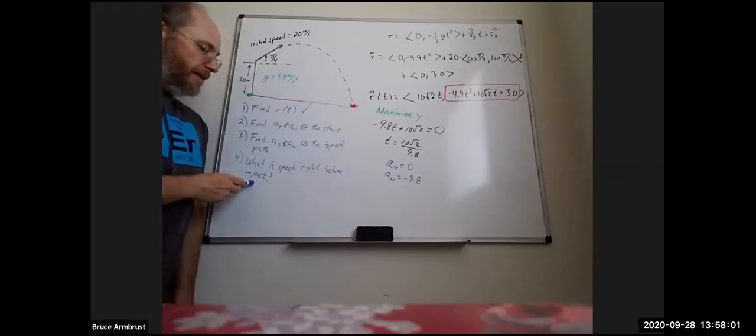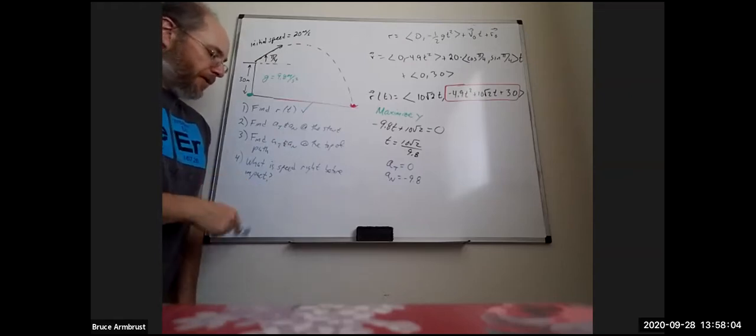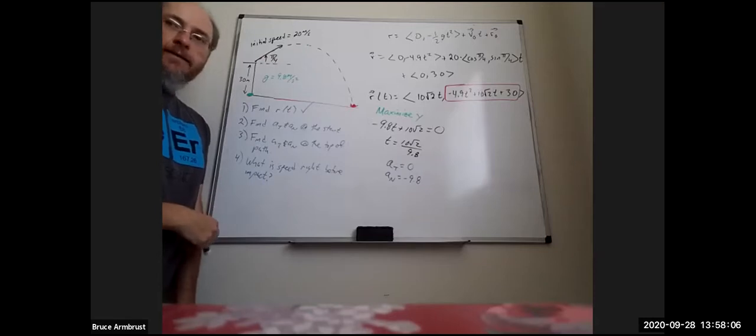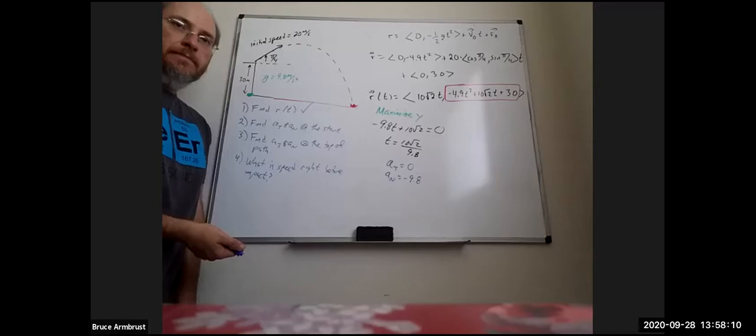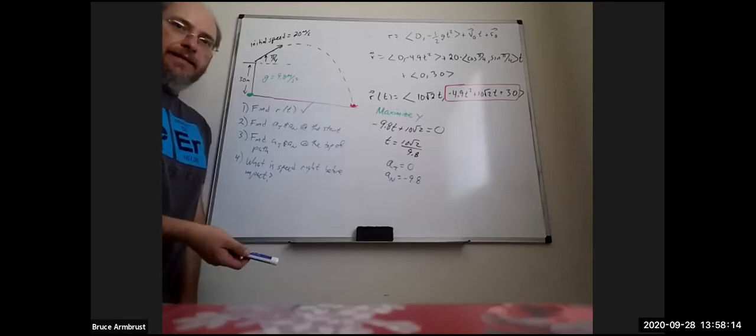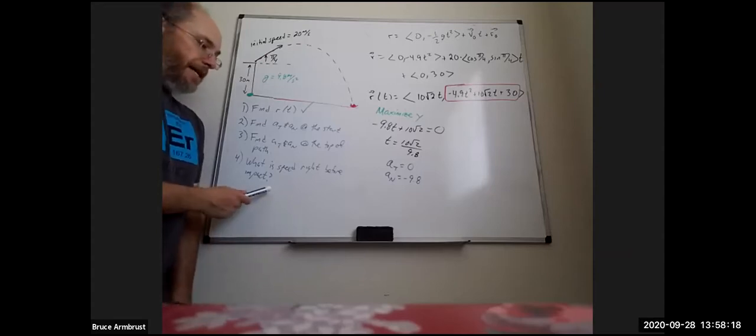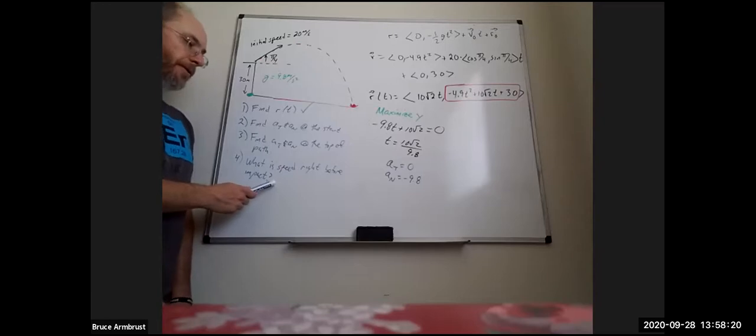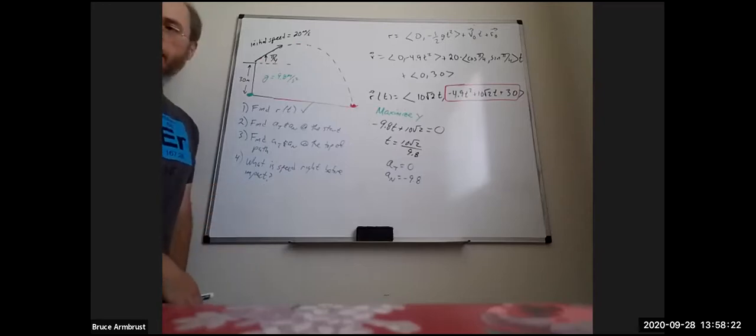So then lastly, when it says what is the speed right before impact, that's another one where we have to find t. Because then if we can plug t into the velocity vector, we can get the speed. How are you going to find the t, the time, for right before impact?